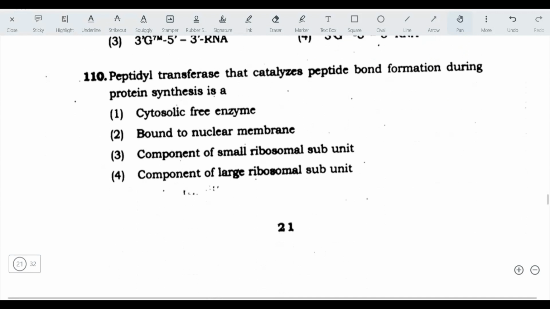Next question, peptidyl transferase that catalyzes peptide bond formation during protein synthesis is a. The answer is a component of the large ribosomal subunit. As we know, ribosomes are protein factories and protein synthesis occurs in the ribosome.